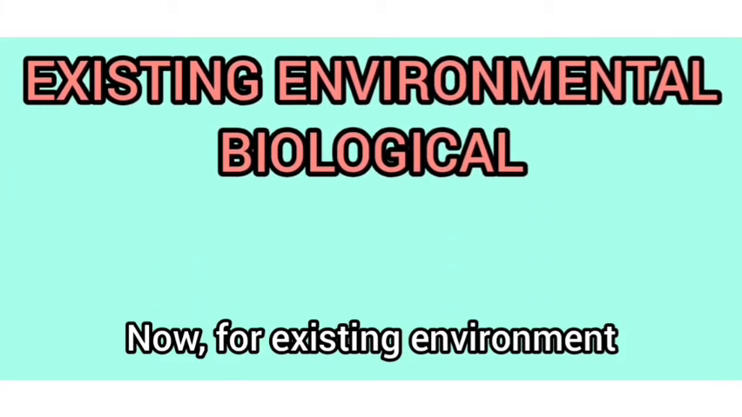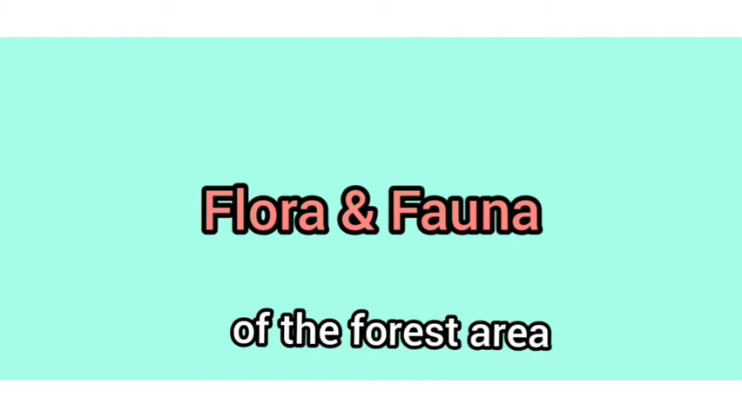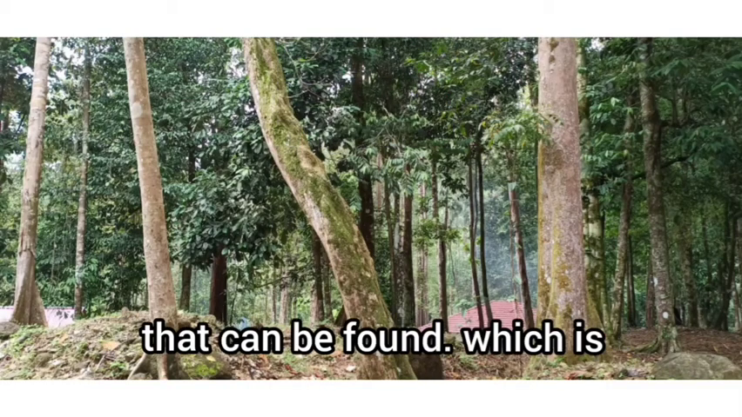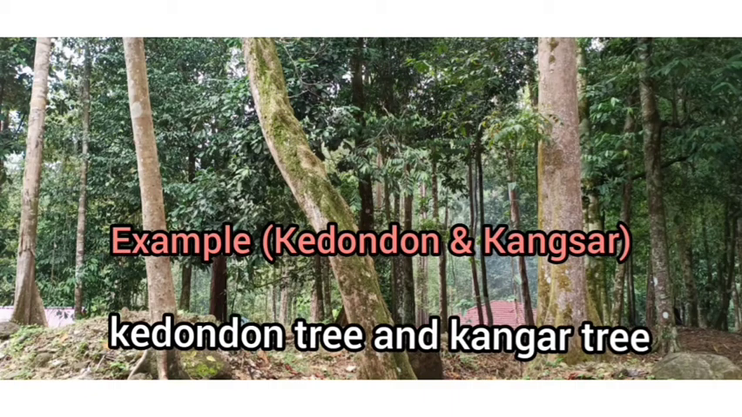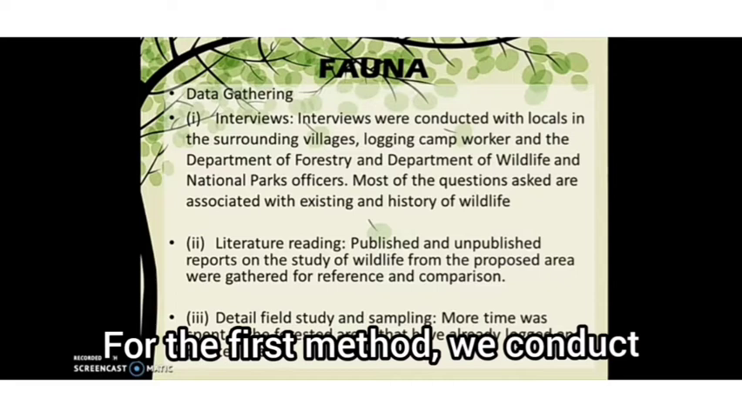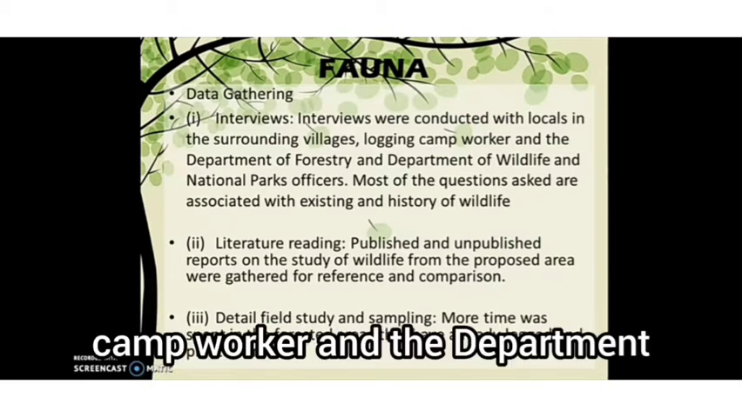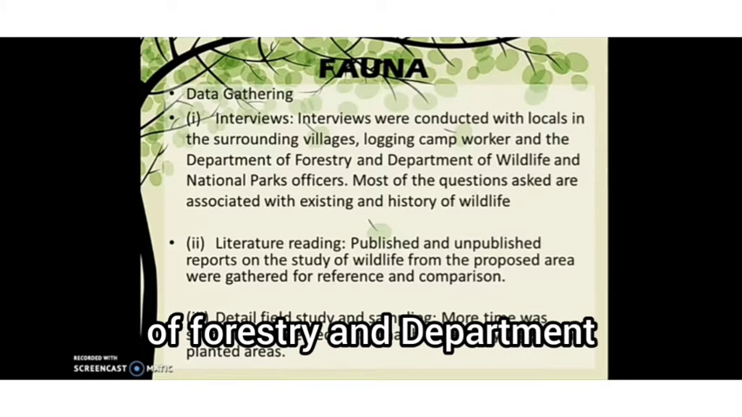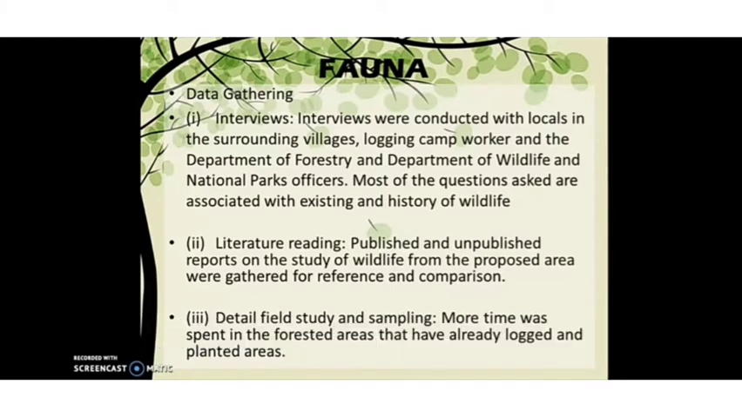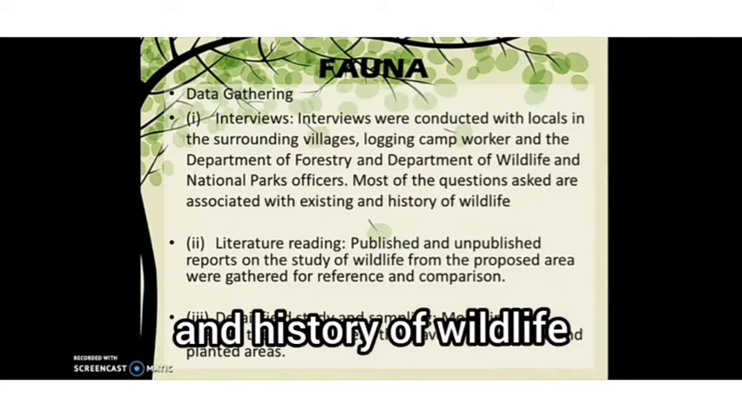Now, for the existing biological environment, which involves flora and fauna of the forest. There are several types of flora that can be found, which are kedondon tree and kausar tree. As for fauna, we use 3 types of data gathering. For the first method, we conduct interviews with local surrounding villagers, logging camp workers and the Department of Forestry and Department of Wildlife and National Park officers. Most of the questions asked are associated with the existing status and history of wildlife.